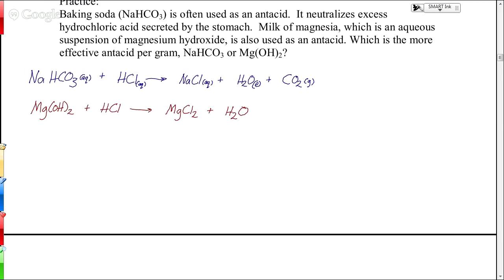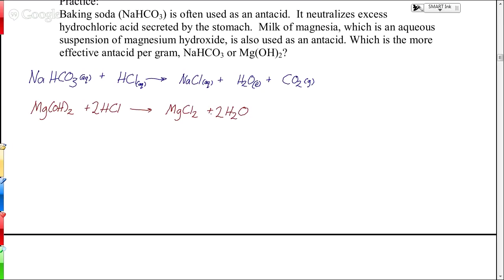Got some balancing numbers yet? 2 in front of the HCl. 2 here. And 2 in front of the H2. And 2 in front of the HCl. Oh, wait. Sorry. Never mind. I think that's right. Yeah.